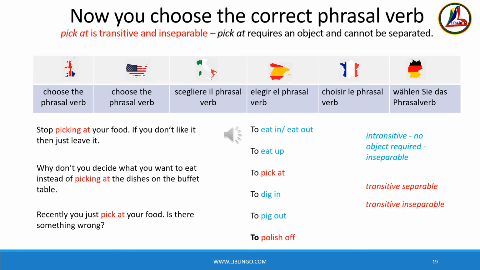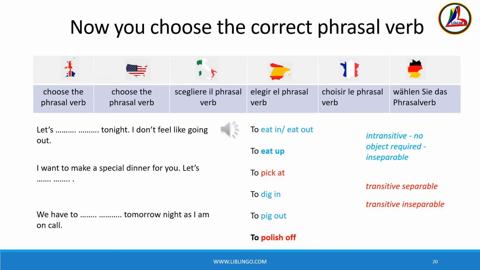And here are the answers. Stop picking at your food. If you don't like it, then just leave it. Why don't you decide what you want to eat instead of picking at the dishes on the buffet table? Recently, you just pick at your food. Is there something wrong? Pick at is transitive and inseparable. Pick at requires an object and cannot be separated.